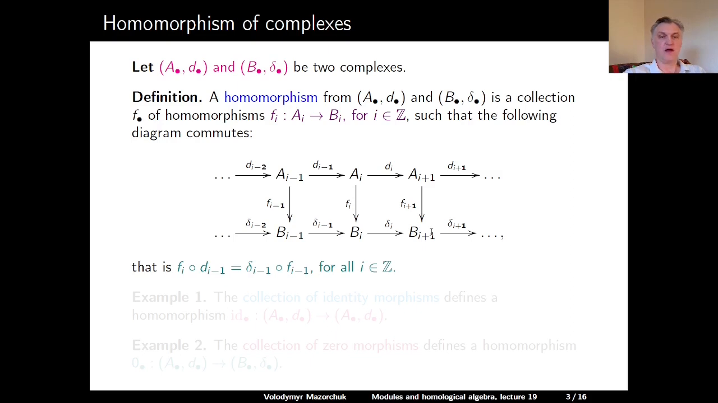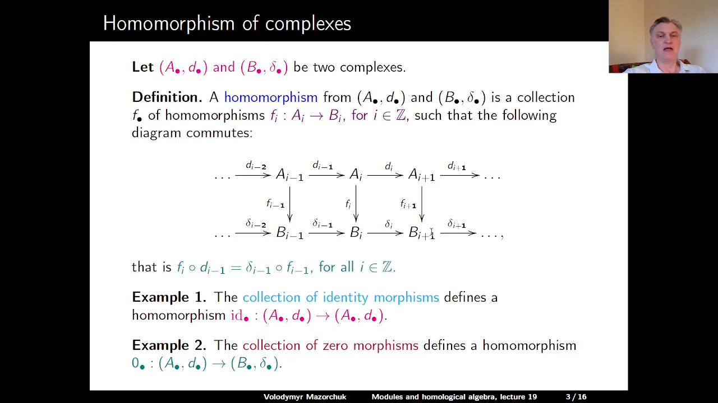For example, example 1, the collection of identity morphisms defines the identity homomorphism id_• from any complex A_• to itself. Example 2, the collection of zero morphisms defines a homomorphism 0_• from any A_• to any B_•. And in both cases, the fact that the corresponding diagram commutes is obvious.